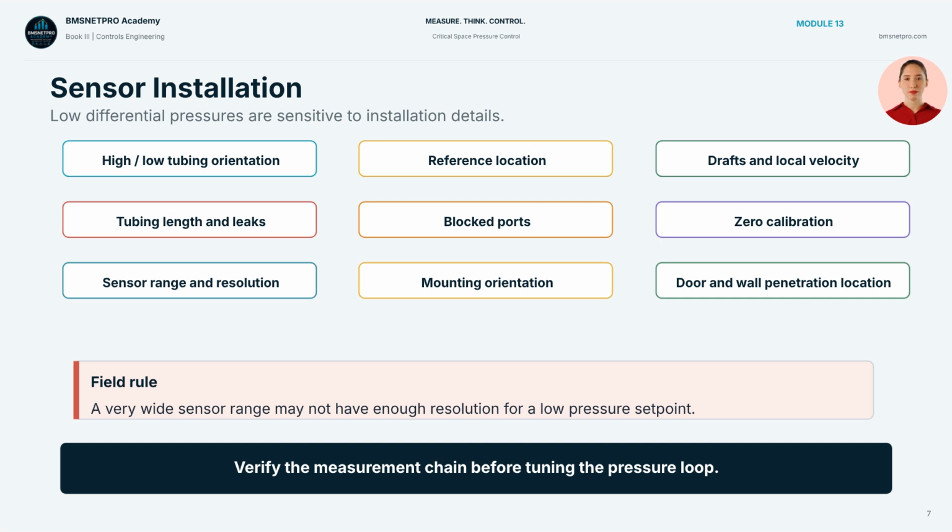Critical space pressure may be measured at very low differential values, so installation details matter. Review high and low tubing orientation, reference location, drafts, local velocity effects, tubing length, leaks, blocked ports, zero calibration, sensor range, mounting orientation, and penetration location. A sensor with a wide range may not have enough resolution for a low pressure set point. Before tuning the loop, verify the measurement chain.